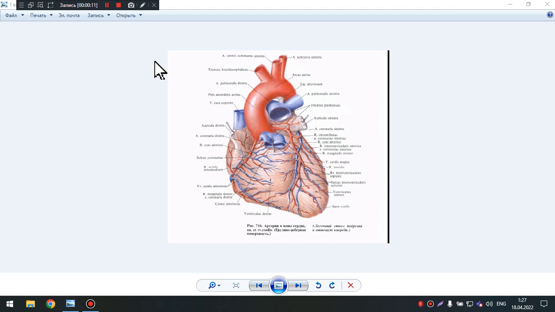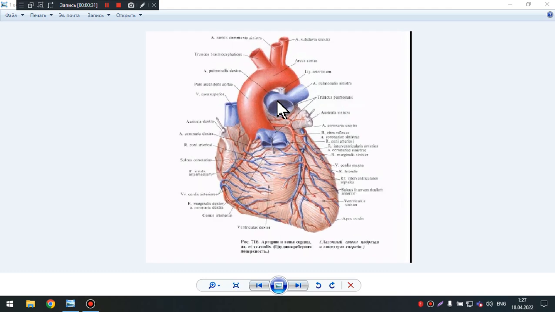The theme of our topic is common carotid artery and external carotid artery. On this picture you can see the heart. This is heart.